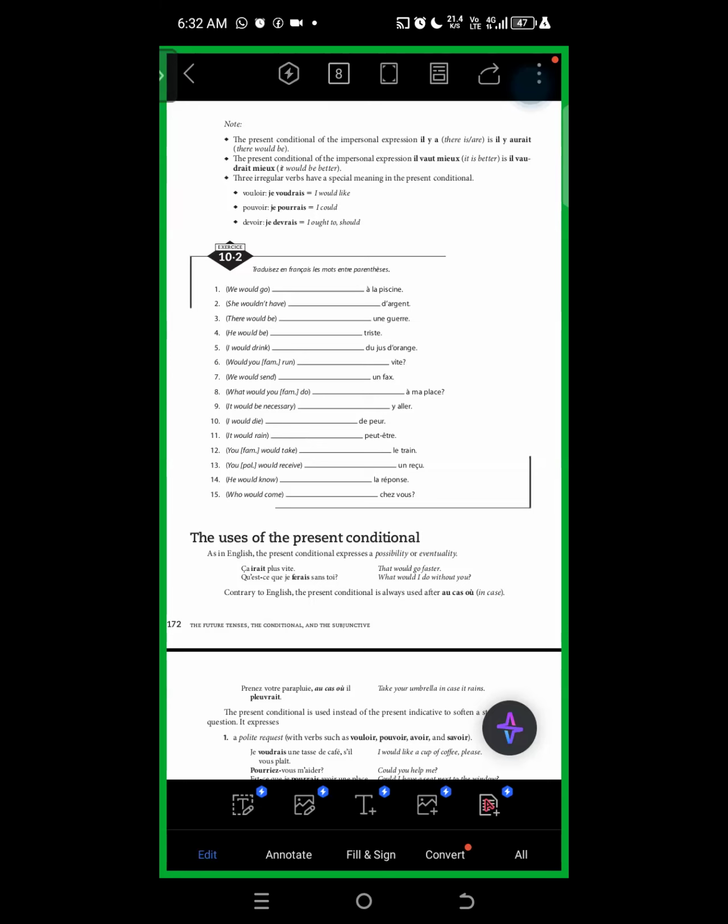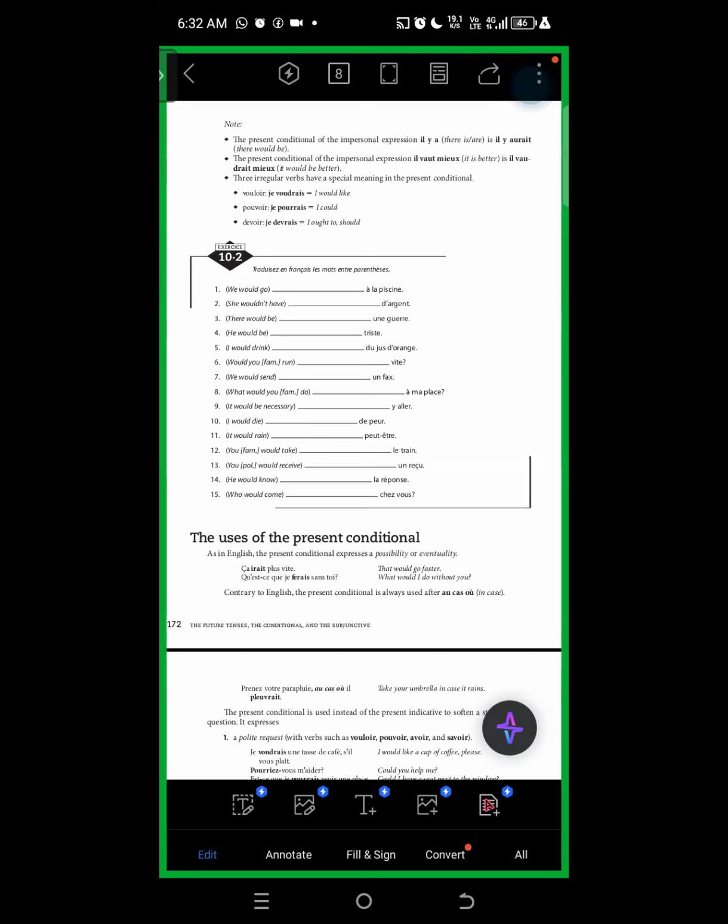Now look at these irregular verbs with special meaning in the conditional. Three irregular verbs have a special meaning in the present conditional. Vouloir, je voudrais, I would like. Pouvoir, je pourrais, I could. Devoir, je devrais, I ought to or I should.